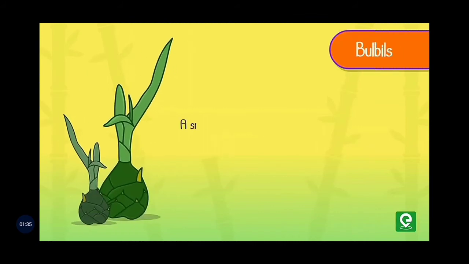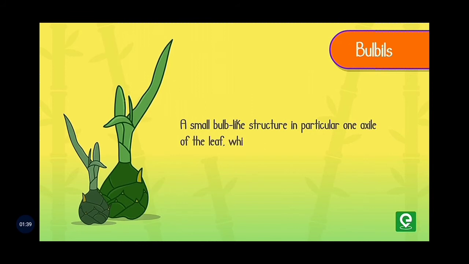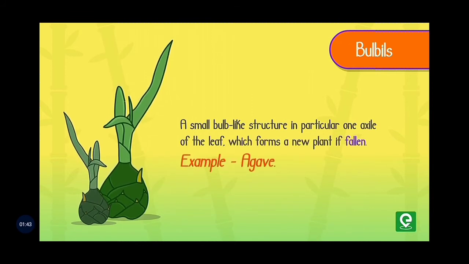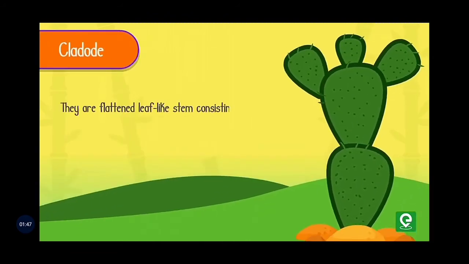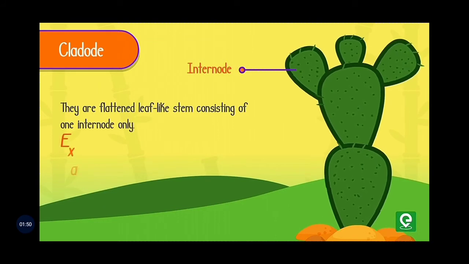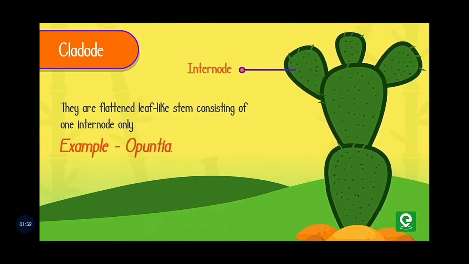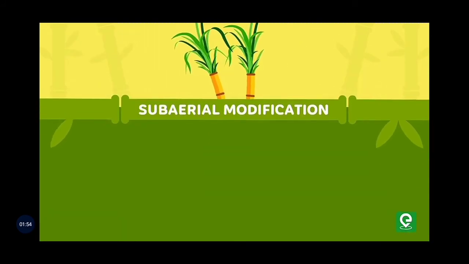Bulbils. A small bulb-like structure, in particular, in the axil of the leaf, which forms a new plant if fallen. Example: Agave. Cladode. They are flattened leaf-like stems consisting of one internode only. Example: Opuntia. Number 2. Sub-aerial modifications.